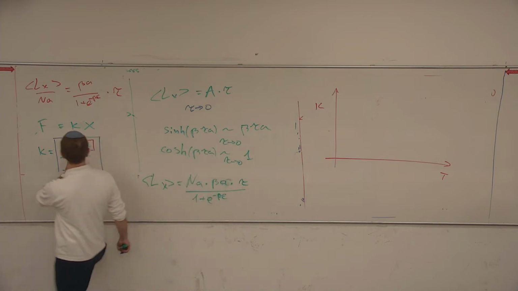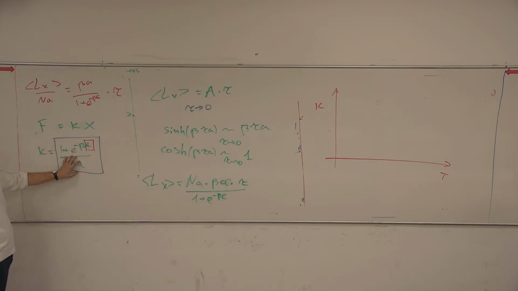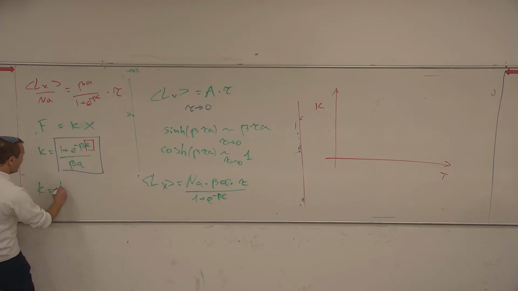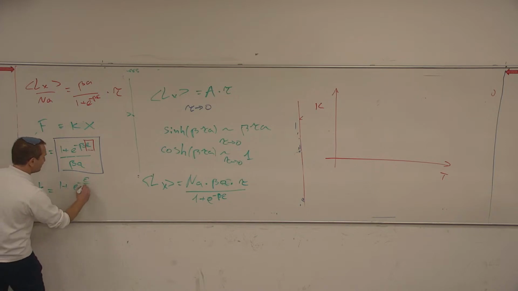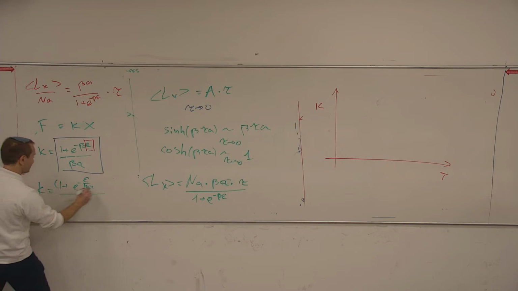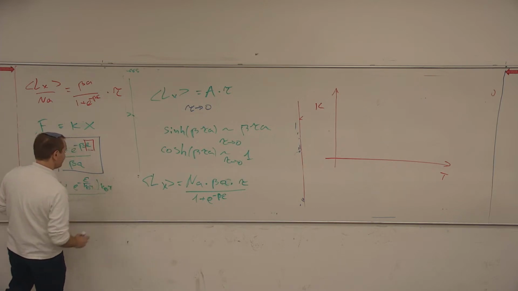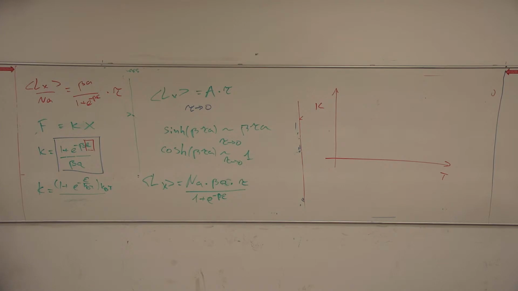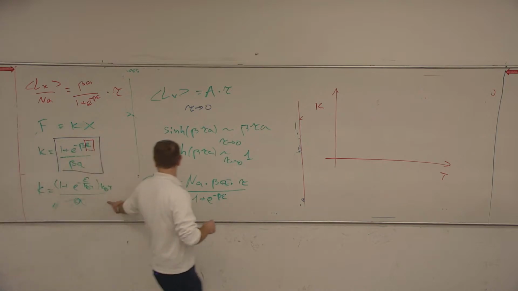First of all, how does this behave with temperature? What do you think? Beta is 1 over temperature. So 1 plus, let's write it, e to the minus epsilon divided by k Boltzmann T, over beta A, which is k Boltzmann T. So for small temperatures, what do we have? Wait, what about A now? Where is A? On the denominator, divided by A.